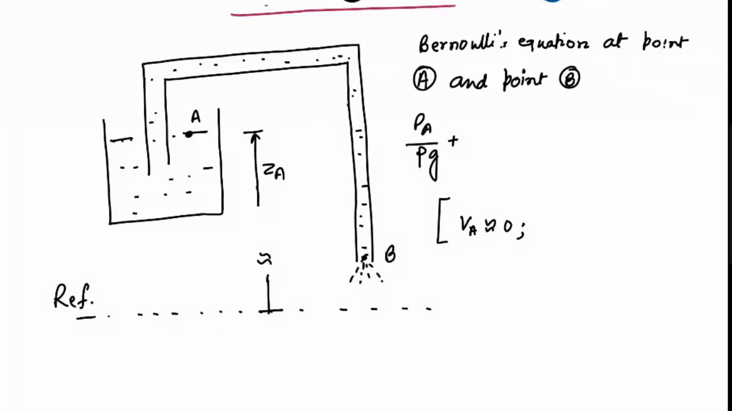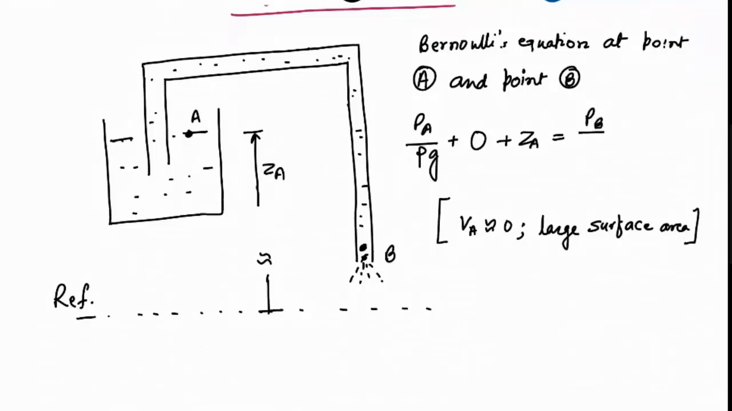So the surface area is large, so the water approximately remains stationary. You can say this is because of the large surface area. Basically, you can consider this velocity also, and then you can find the areas at this point and this point, and then you can also do an exact calculation. But for the time being, this velocity is zero, and ZA is the height from the reference line.